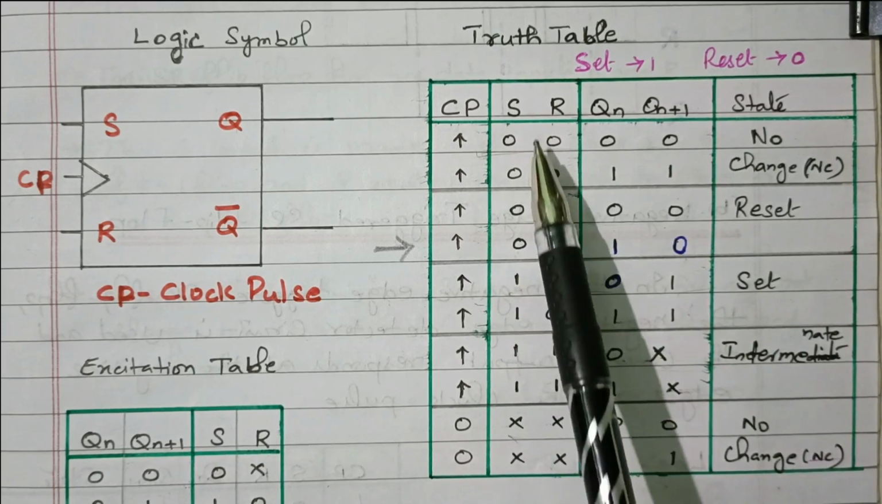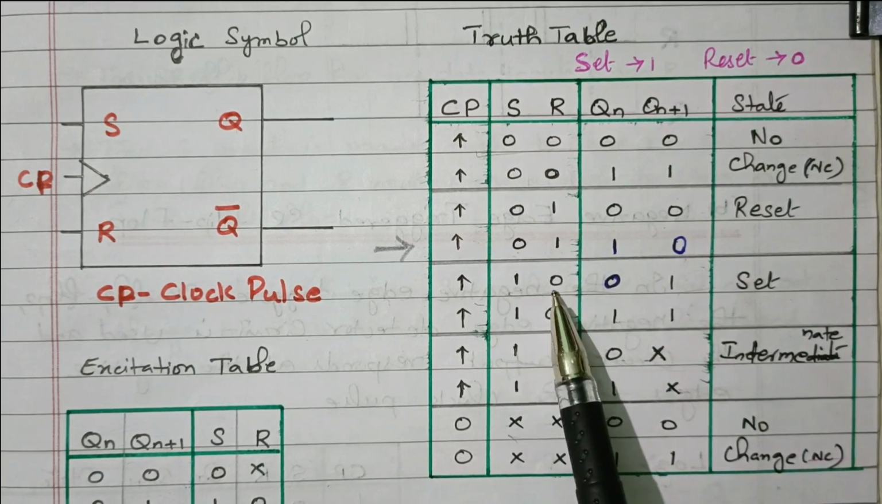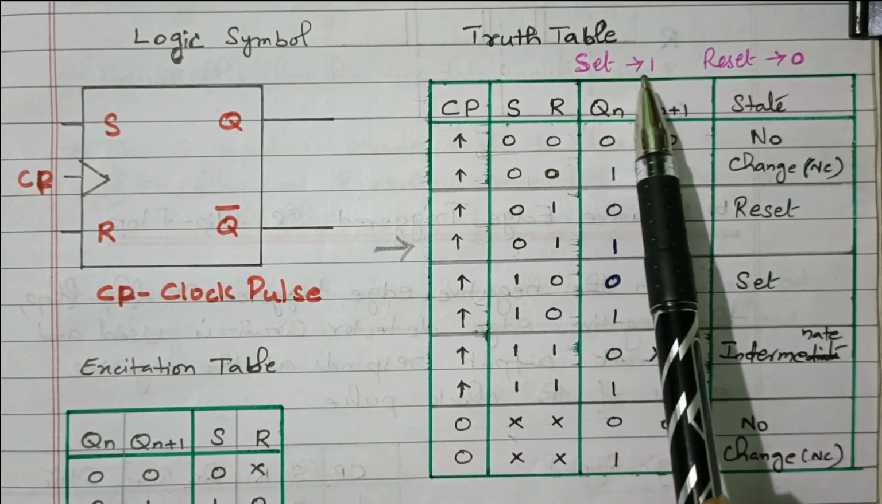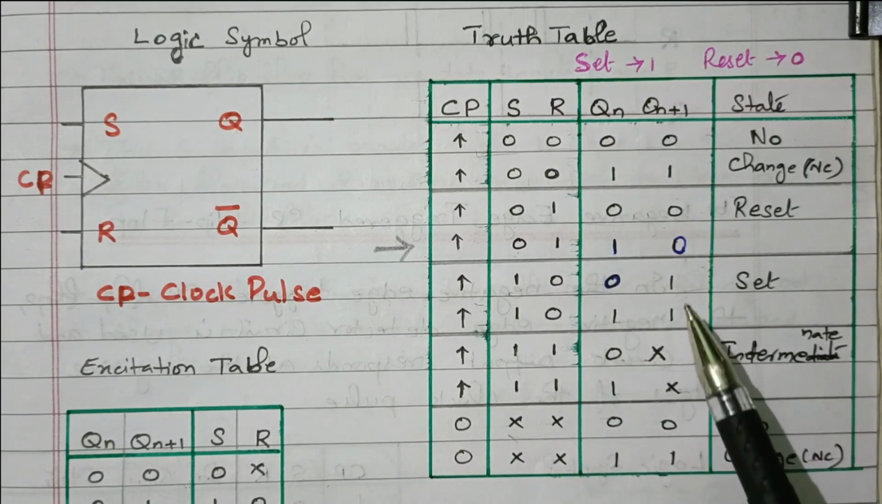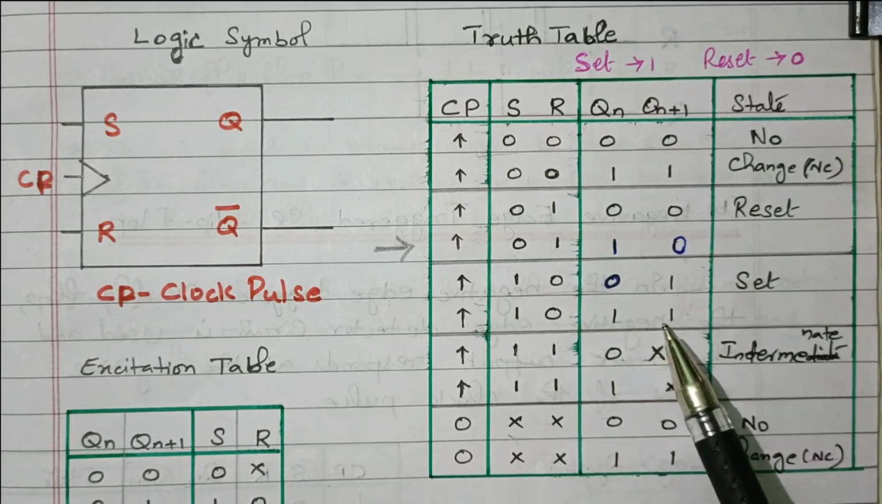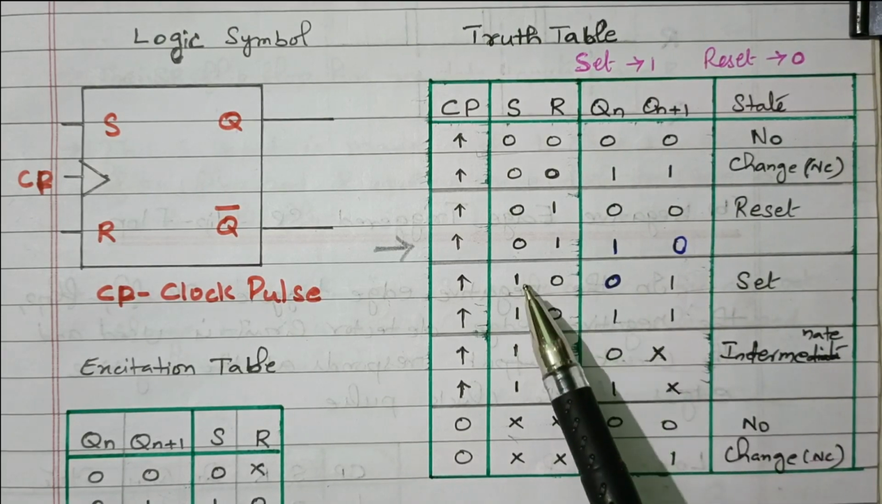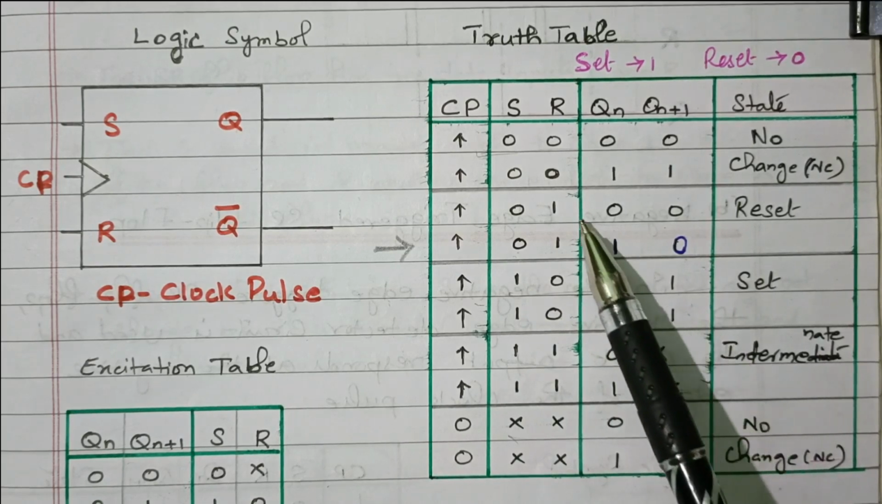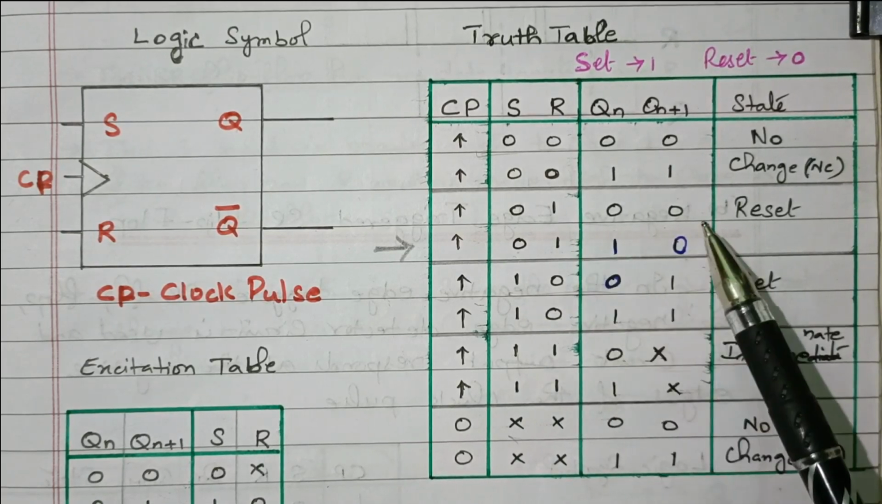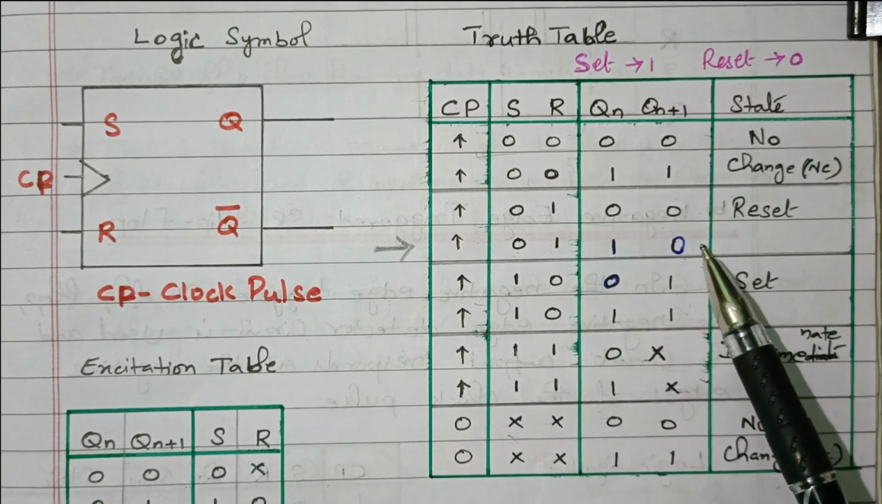Then the third combination, 1, 0. What is 1? This is set. Set is 1, reset is 0. So what is meant by set? Set means 1. So it will set the output as 1. 0 means it will set the output to 1. If 1 is already available, that will be maintained, right? So the set input is 1, the output is set as 1. If the reset input is 1, the output is reset as 0, right?